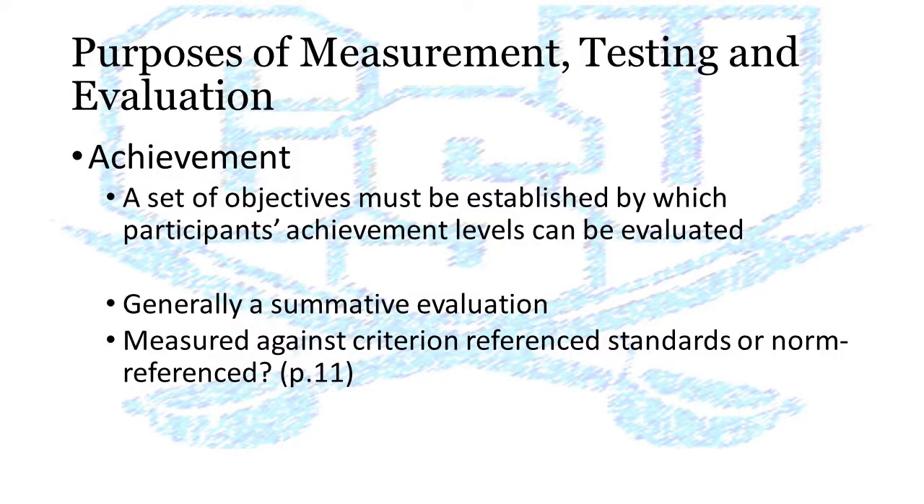The next purpose is achievement. So you're going to start seeing how all of these are interrelated with each other. Achievement is basically a set of objectives that must be established by which a participant's achievement levels can be evaluated. I know it seems like a mouthful, but that comes straight out of the book, page 11. Generally, it's a summative evaluation and can be measured against criterion reference standards or normative reference. Basically, the small, simple and rewarding goals, the little wins that count, so to speak. It's the small battles that win the war.